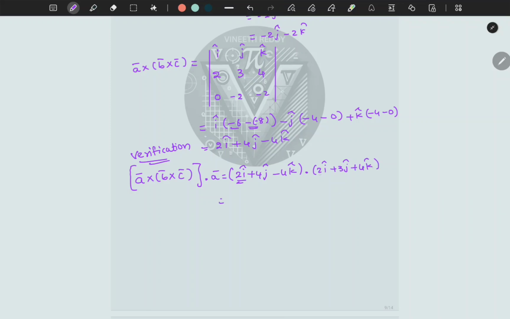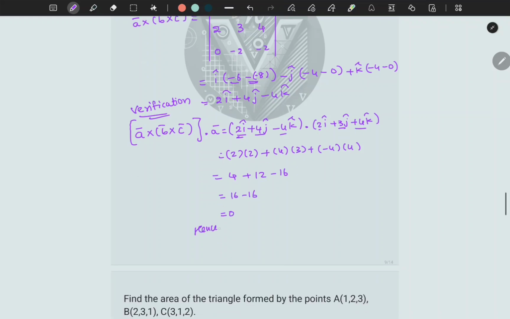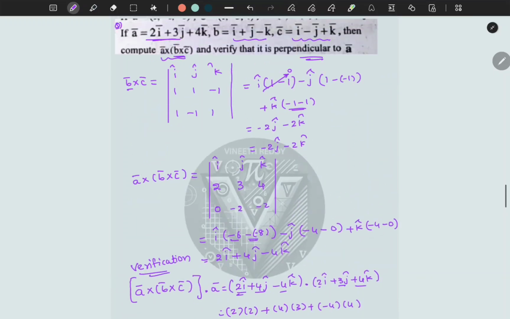So how do we take the dot product of this? We multiply the coefficients of i, that is 2 into 2, plus we multiply the coefficients of j, that is 4 into 3, plus the coefficients of k, that is minus 4 into 4. So 2 into 2 is 4, 4 into 3 is 12, minus 4 into 4 is minus 16. So we get 16 minus 16, that is 0. Hence vector A is perpendicular to A cross of B cross C, right? That's it. So this is the answer for the first question.